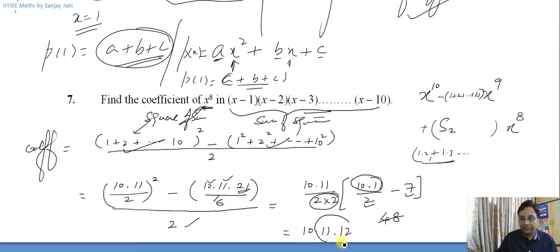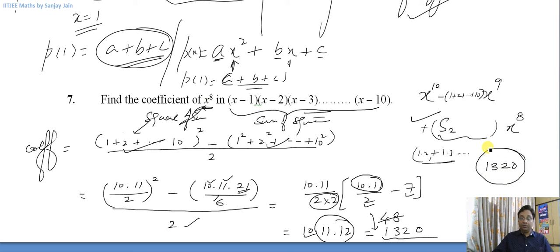12 into 11 is 132, 132 into 10 is 1320. Now you need to talk about the sign of this. Will it be positive or negative? We know that this is the sum of roots taken 2 at a time, and it will be with a positive sign. So the answer is 1320.